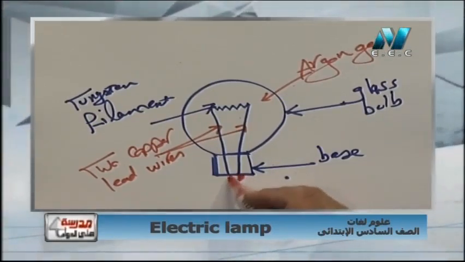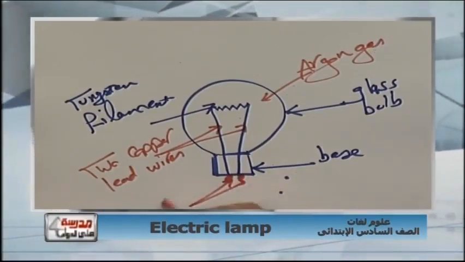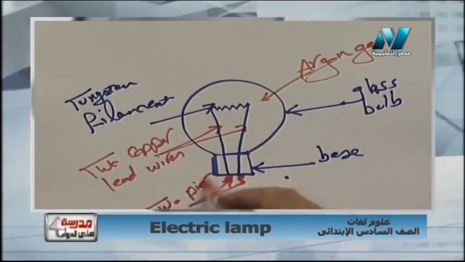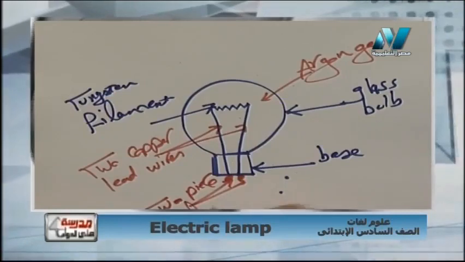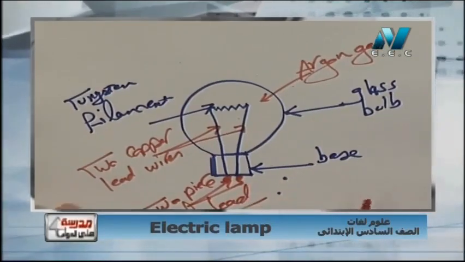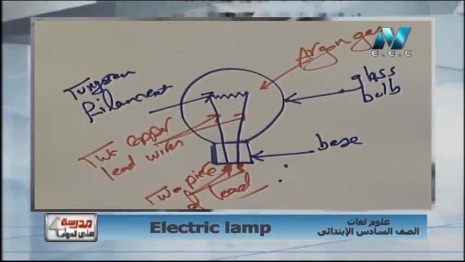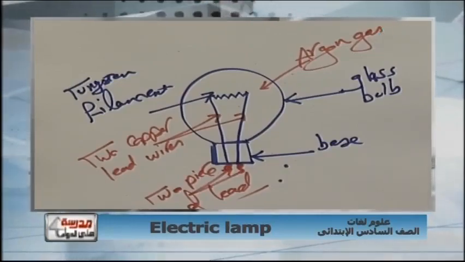Also two pieces of lead that connect electricity to the copper and lead wires. So we have 6 components in the light bulb: 3 main components and 3 secondary components.